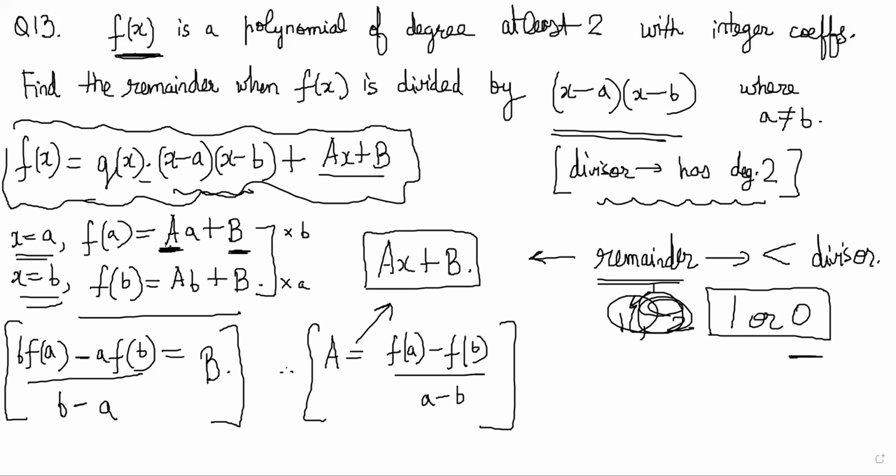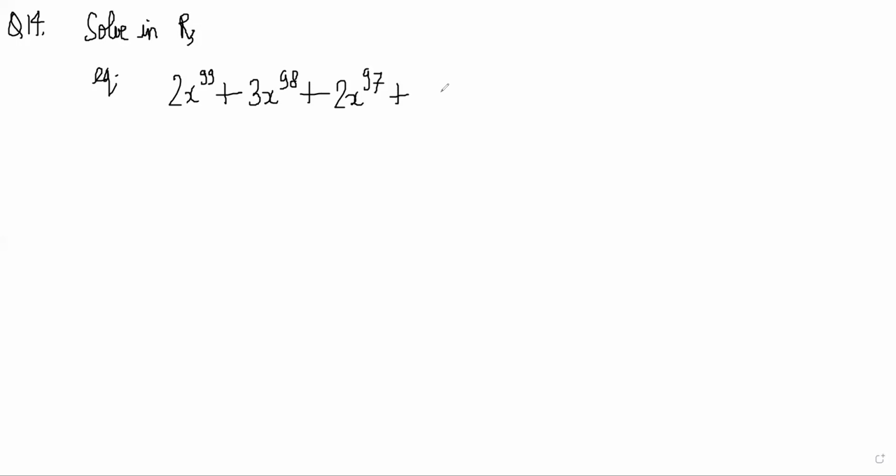Okay, let's go ahead. Question number 14. Question 14 for us is solve in real numbers. Solve in R the equation 2x power 99 plus 3x power 98 plus 2x power 97 plus 3x power 96 plus so on till 2x plus 3 is equal to 0. This is a fairly easy question, so I'll just give you a basic hint of the question.